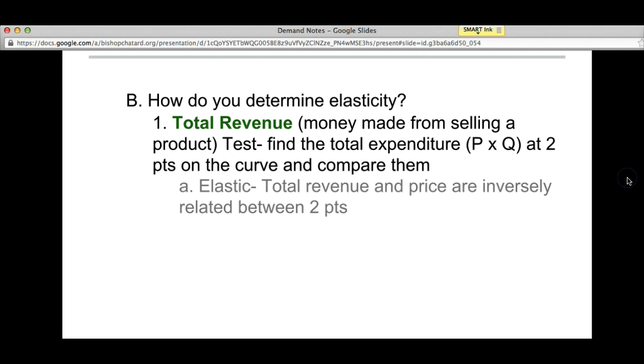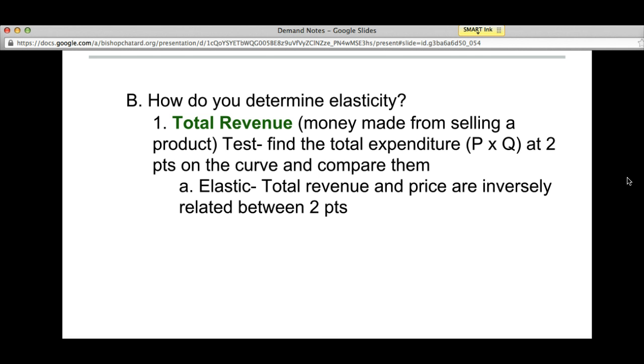Okay? So elastic. If you have an elastic demand curve, your total revenue and price are inversely related between 2 points. Remember, what does inverse mean? Opposite. They go in opposite directions. Okay, and I'll show you what I mean.